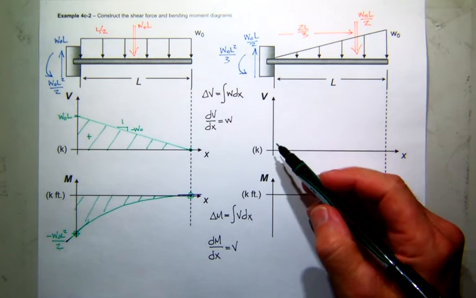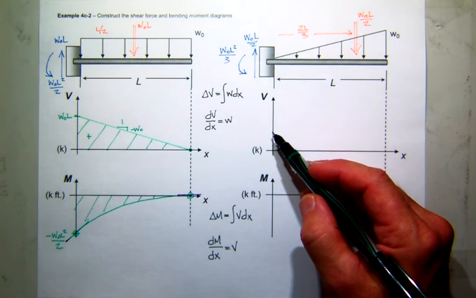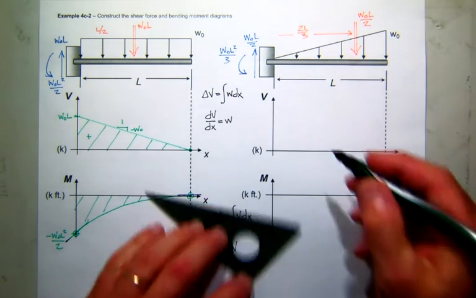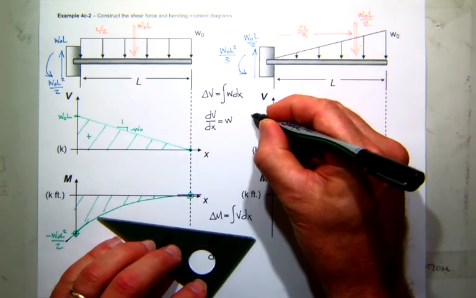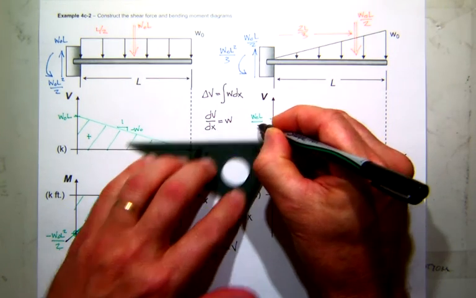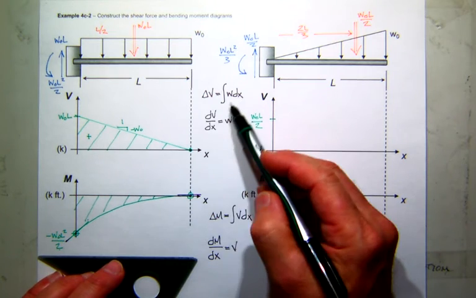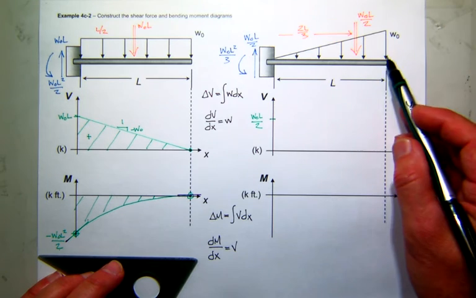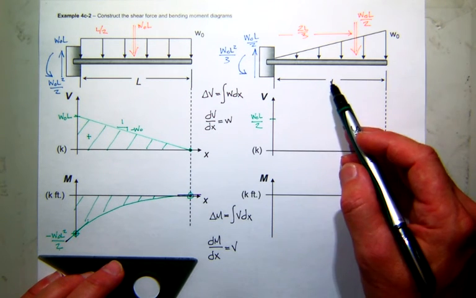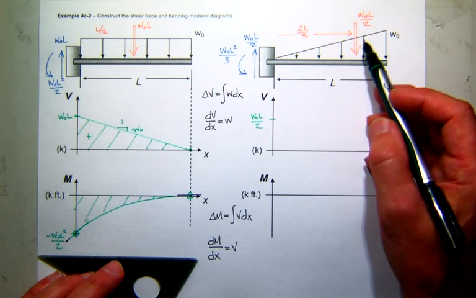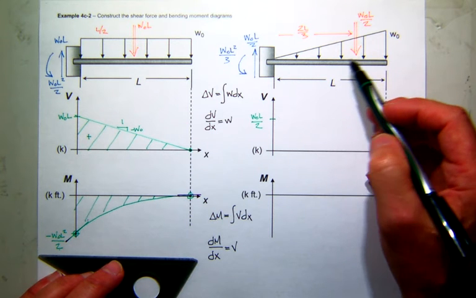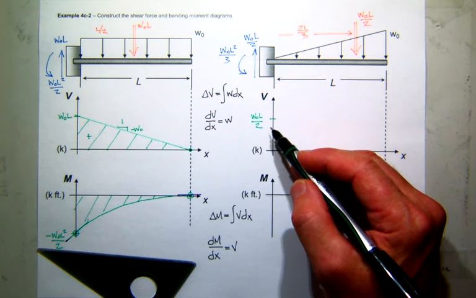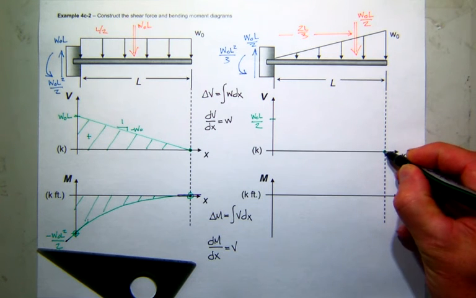So let's start again. Starting the shear diagram, going left to right. What's the shear at the left side? Looks like it's W naught L over 2. Is that positive or negative? Positive. And the change in shear over the length of the load is the area under the load diagram. What's the area of this triangle? 1/2 base times height. It's W naught L over 2. What kind of load is this? Positive or negative? Negative. So I start at W naught L over 2 and I subtract W naught L over 2. What do I get? 0.